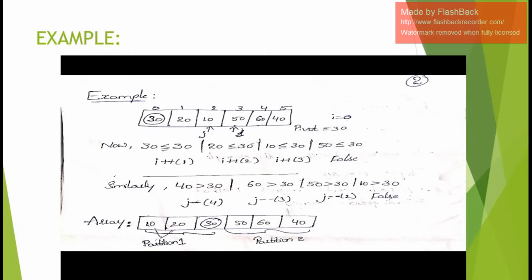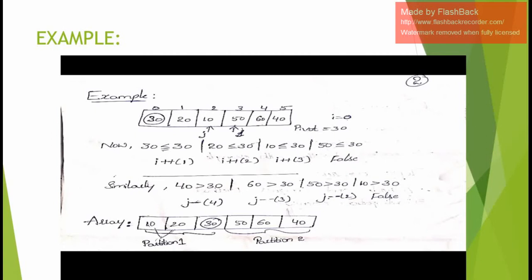The elements of this array are 30, 20, 10, 50, 60 and 40. Applying the algorithm logic, here we have chosen the first element as pivot element, that is a of 0, that is, pivot is 30. Now, 30 less than or equal to 30, the condition is true, so i starts incrementing and becomes 1, and 20 less than or equal to 30, again the condition is true, so i increments again and becomes 2.